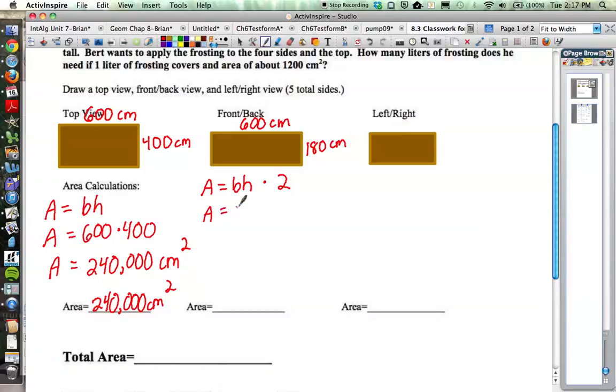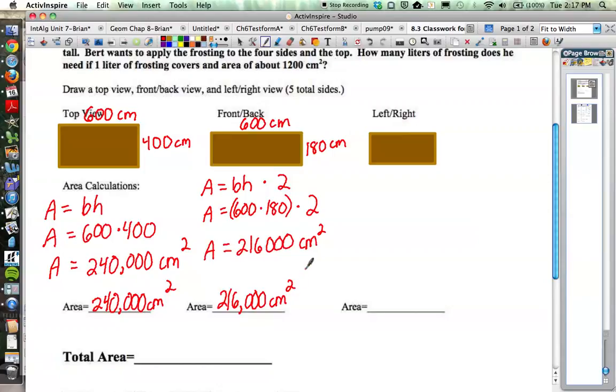So area is equal to 600 times 180. All right, that's like the area of our rectangle, and then we'll multiply that by 2. You wouldn't necessarily need the parentheses there, but we can see that here is our area of the front, and we'll multiply it by 2 because we're going to get the area of the front and back. So multiplying those 3 numbers out, we get 216,000 square centimeters. Okay, so 216,000 square centimeters is the area of the front and back.